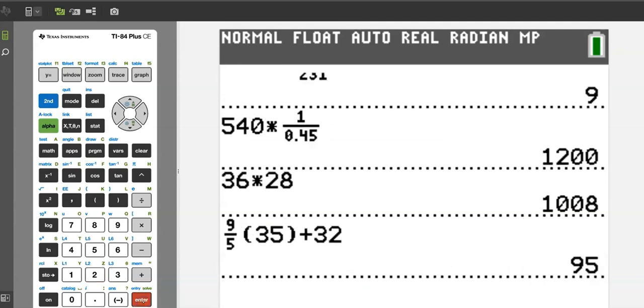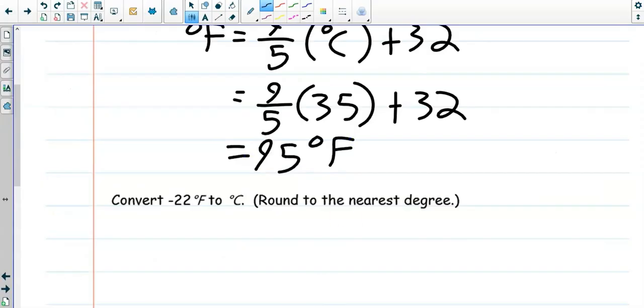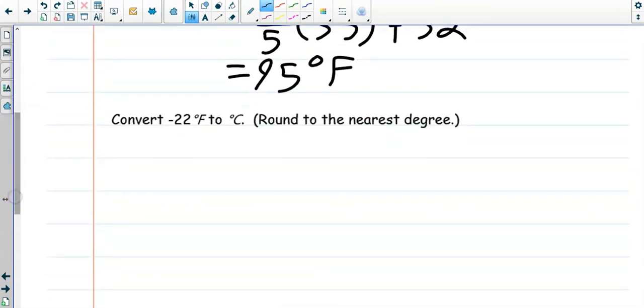So 35 degrees Celsius is 95 degrees Fahrenheit. And that's what they want. See, it's just plug and chug. So this is 95 degrees Fahrenheit. So down here, go ahead, pause the video, and try and convert from degrees Fahrenheit to degrees Celsius. And go.